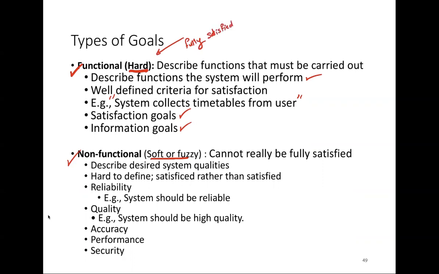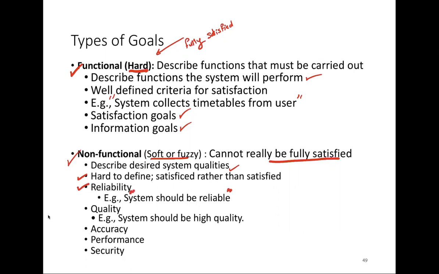While the fuzzy goals or the soft goals might not be really satisfied, they more or less describe the desired system qualities. It's really hard to define them, which means it's really hard to satisfy them. More or less related to reliability, for example, the system should be reliable.